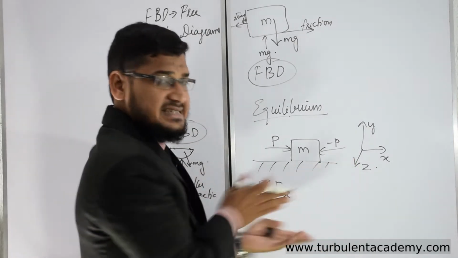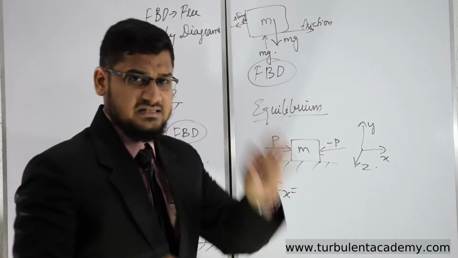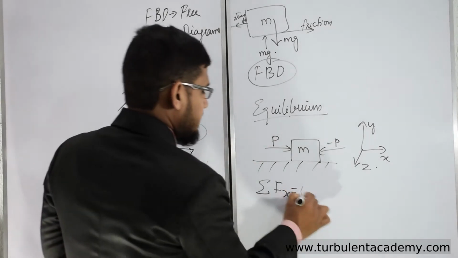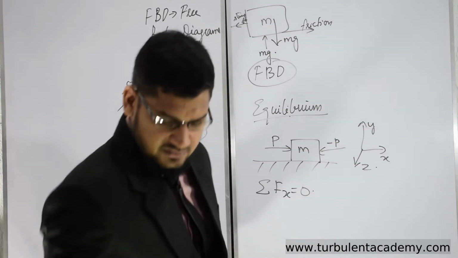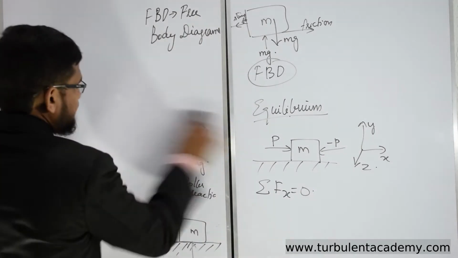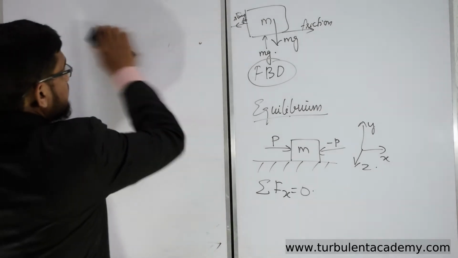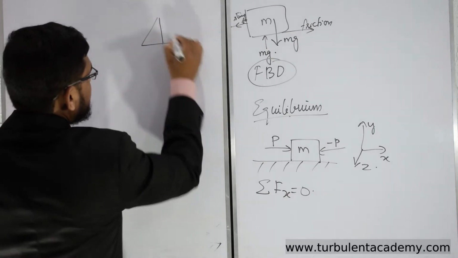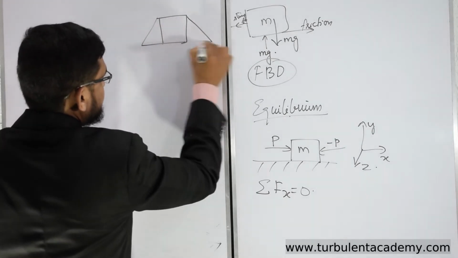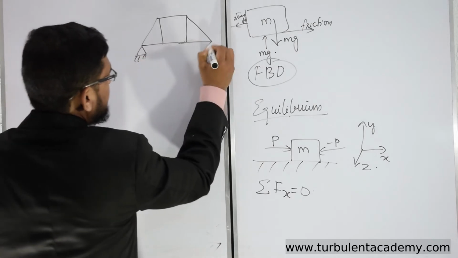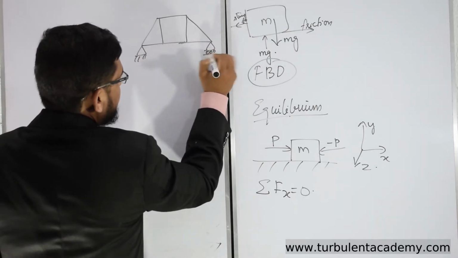So the sum of forces in the x direction is going to be 0 because it's in equilibrium, it's standing still. Not only for this, even if you take any kind of structure, I'll show you. Assuming I have a structure like this, with a pin joint or roller joint.